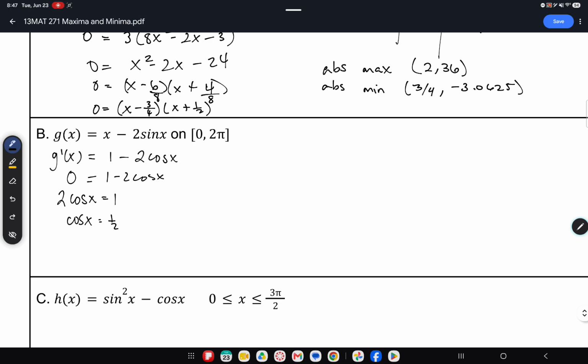So where is cosine equal to 1/2? So if I look at a unit circle here, I don't have it memorized like I should, but cosine is the x value. Where's it equal to 1/2? We have that at pi over 3 and 5 pi over 3. So now let's check some values.